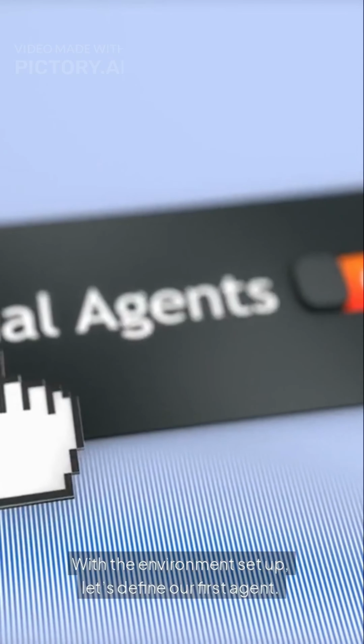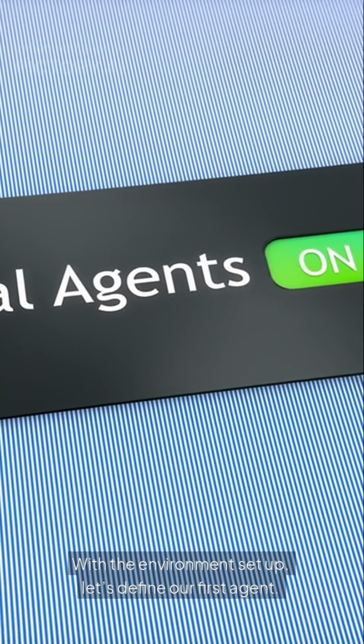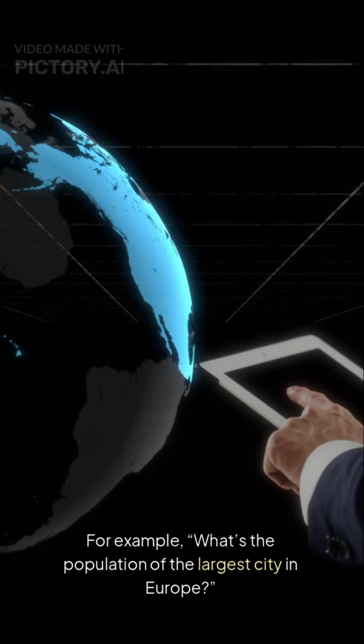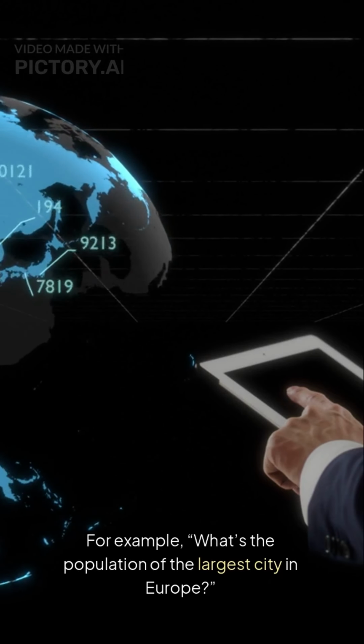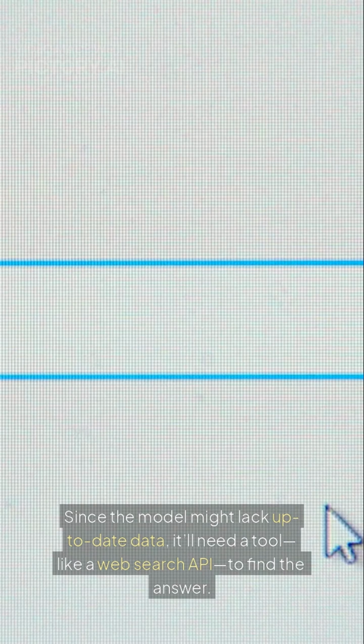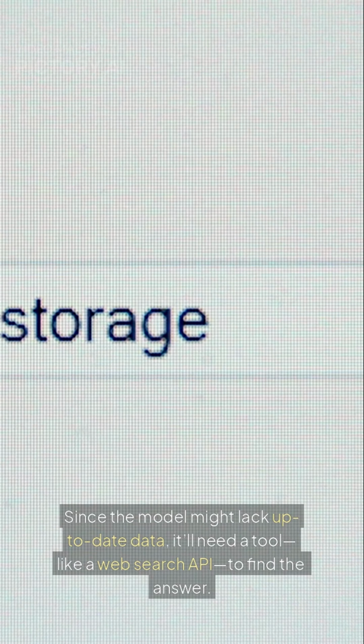With the environment set up, let's define our first agent. We'll start with something simple, a fact-finding agent that answers a question via web search. For example, what's the population of the largest city in Europe? Since the model might lack up-to-date data, it'll need a tool, like a web search API, to find the answer.